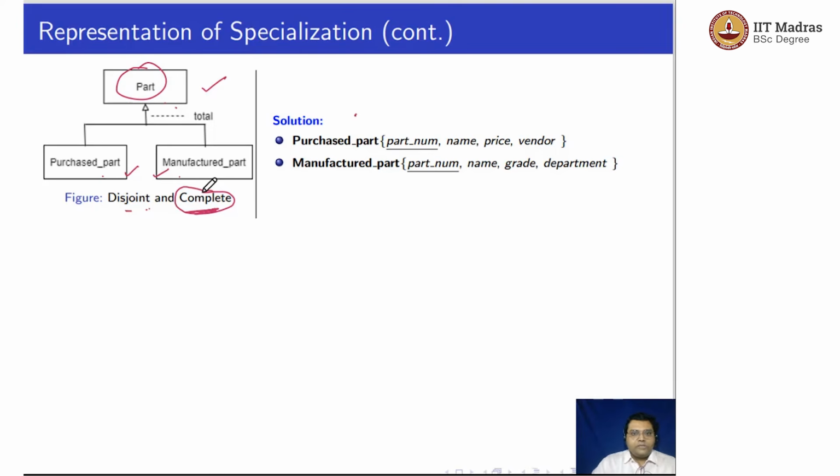Rather, the part, which has two pieces of information, the part number and the part name, will go into the purchase part table and the manufacture part table. So these are the common attributes of the part table. Along with that, we have the extra information, like for the purchased part we have the price and vendor. For the manufactured part, from which department the particular part got manufactured.